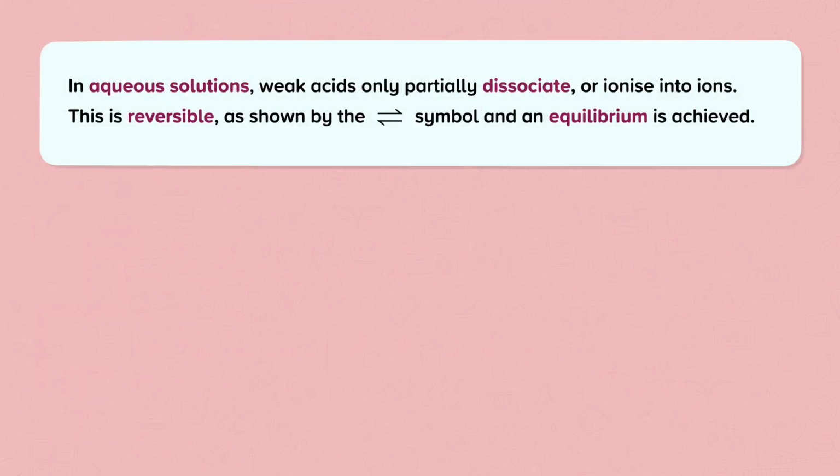In aqueous solutions, weak acids will only partially dissociate or ionize into ions. This is also reversible, as shown by the reversible arrow symbol, which means there are less hydrogen ions in solution at any one time compared to a fully dissociated strong acid, and an equilibrium is achieved.